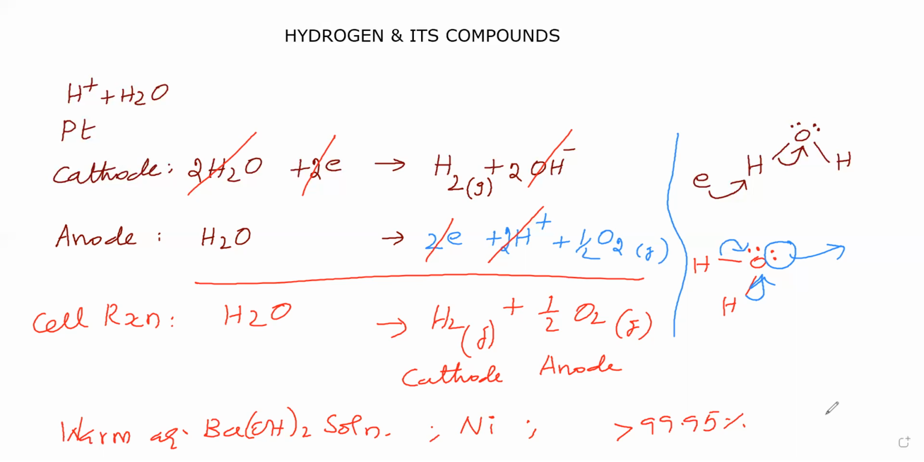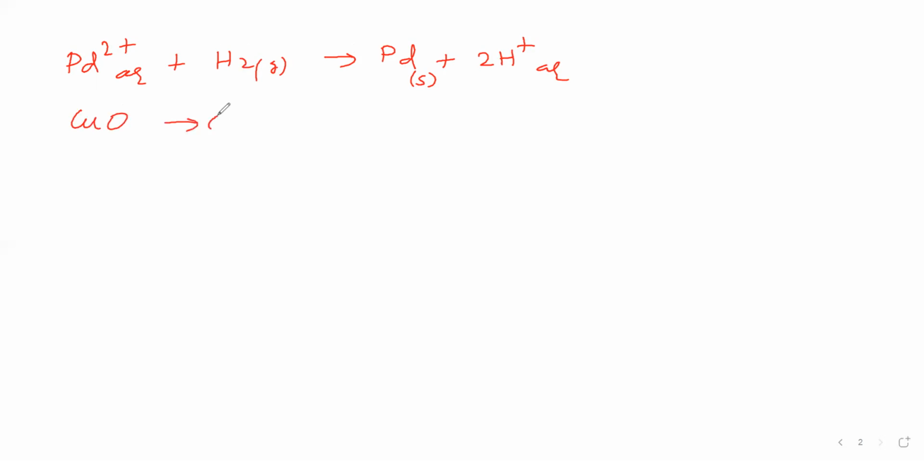It is insoluble in water. This hydrogen is used as a reducing agent. That chemical property we will see. Now we'll take palladium ion. To this, hydrogen gas is passed. The palladium ion becomes palladium solid, and hydrogen gas becomes H plus ions. So hydrogen is used as a reducing agent here. Then cupric oxide is converted into copper. Hydrogen takes the oxygen and becomes water.